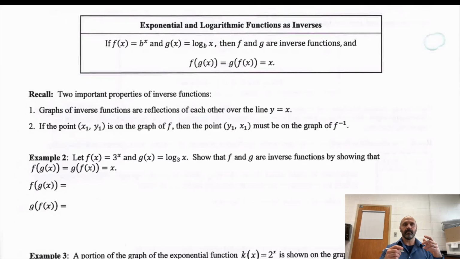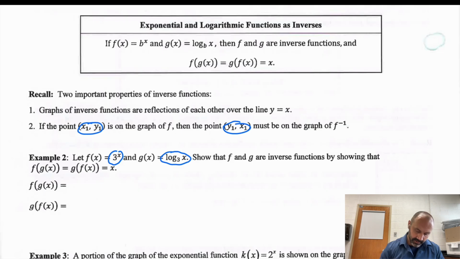Okay. Remember, when we did inverses, we said that if a function is an inverse of the other, then we could take the composite of the functions, and we should get x as the output. Also, if the point x1, y1 is on the graph of f, then for the inverse, y1, x1 should be on the graph of the inverse. So let's take a look at some examples of this. If f of x is 3 to the x, so it's an exponential function, and g of x is log base 3 of x, a logarithmic function, show that these are inverses of each other.